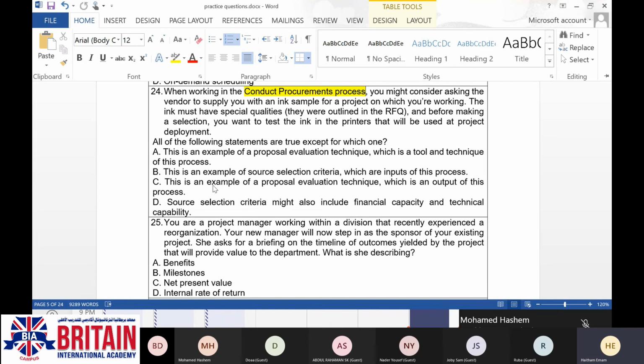For sure, the proposal evaluation technique will be created in plan procurement, not in conduct procurement. Because as an output of conduct procurement, you are going to sign a contract, not create the proposal evaluation requirements or techniques. Is it clear right now or no?